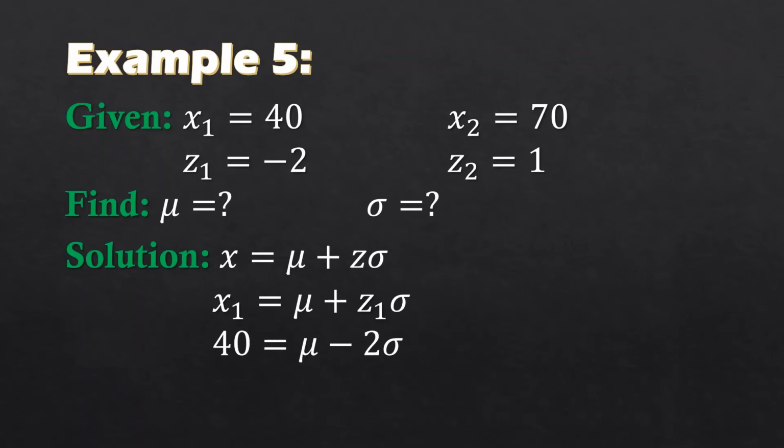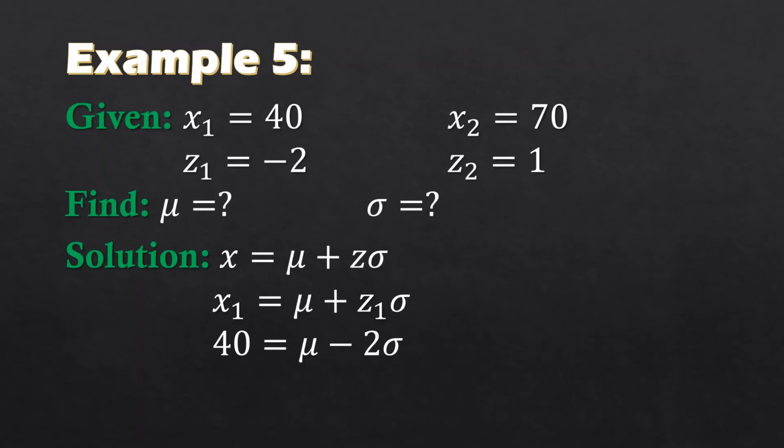So our x sub 1 equals 40 equals mu minus 2, because negative 2 is our z sub 1 multiplied by the standard deviation. Since there are two values that we are going to find, we cannot just easily get it in this equation. So we are going to have another equation from this set of values.